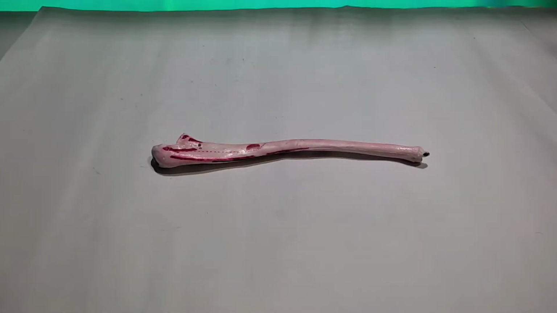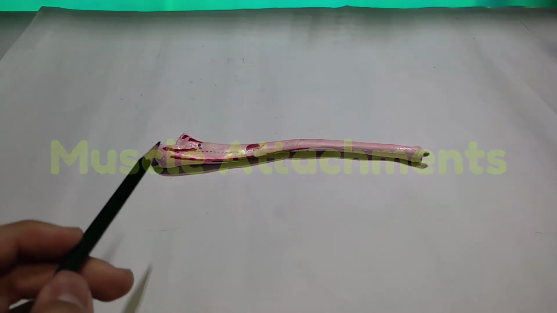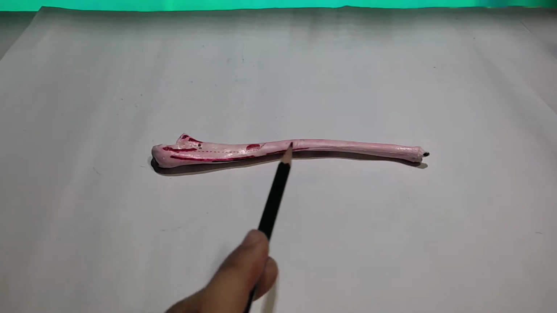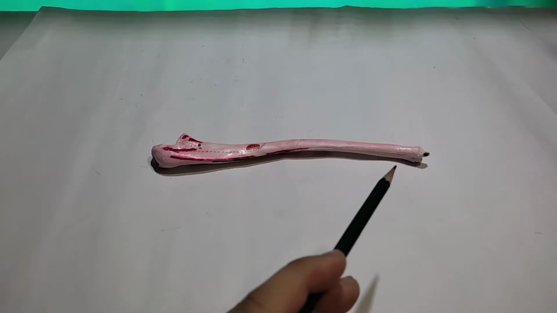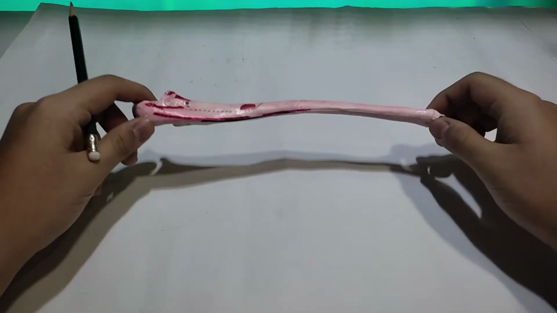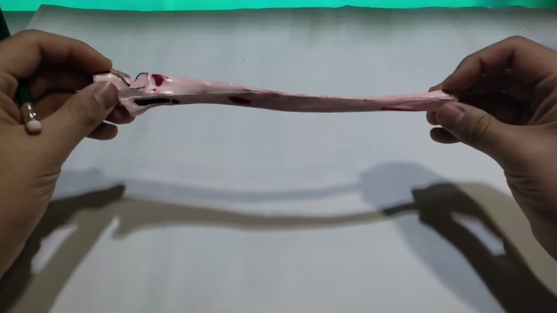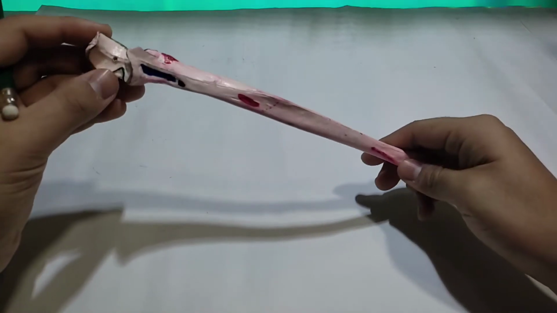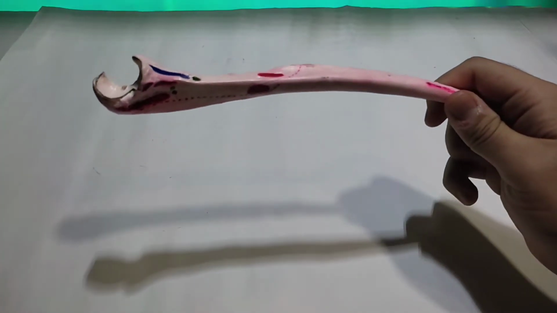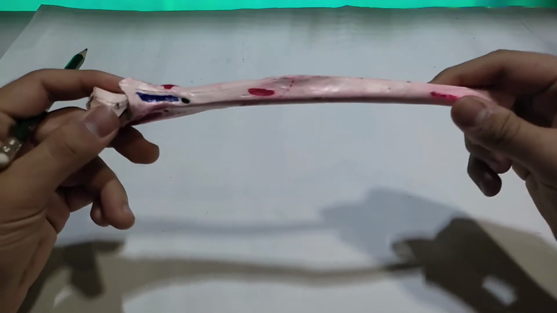Let's move on to the muscle attachments. Moving on to the muscle attachments on the ulna, we'll again move in a systematic order. We'll start from the proximal end, then discuss the attachments on the shaft, and then move on to the distal end. Before starting, please note that the red color symbolizes the origin of muscles, the blue color symbolizes the insertion of muscles, while the green color represents the attachments of tendons, joint capsules, and ligaments. So let's start from the proximal end.